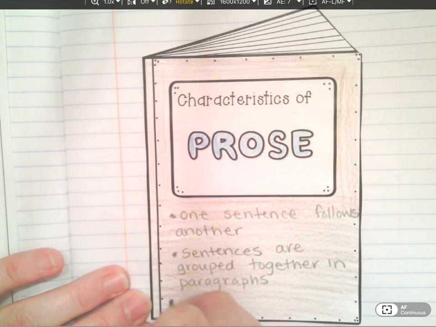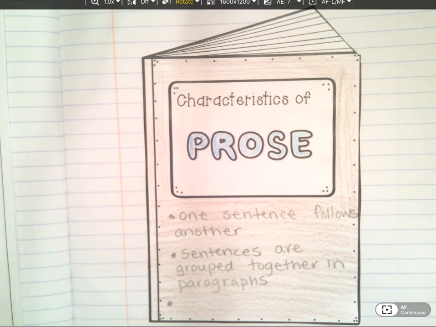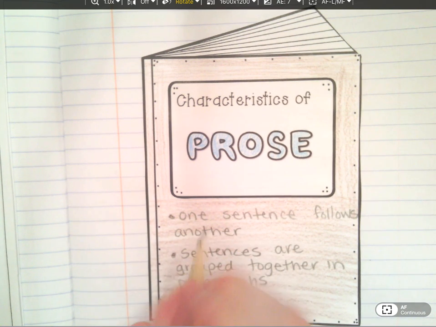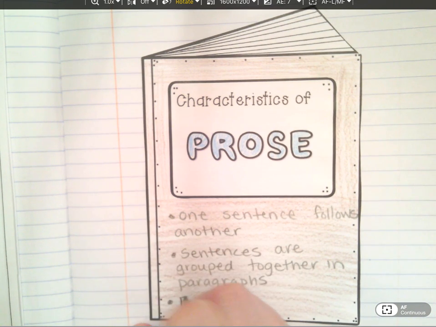All right, and then our last characteristics are actually more of an example. So you have to think about the chapter books that we read, any kind of articles, things like that. Those are all going to fall into that prose. Anytime you read a short story, those are all going to fit into prose. So we'll say our examples.